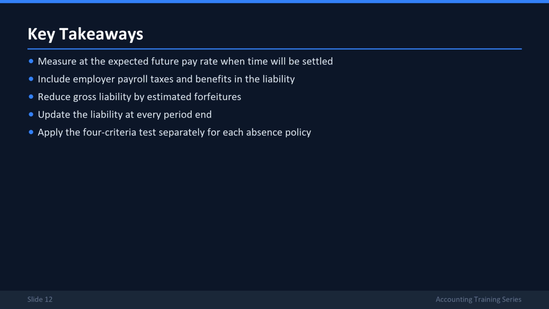Let us review the key takeaways from this section. The vacation liability is measured at the expected future pay rate at which the time will be taken or paid out, not necessarily the current rate. The liability must include employer payroll taxes and any benefits that continue during the absence. The gross liability is reduced by estimated forfeitures based on historical experience. The balance must be updated at every period end as employee balances and pay rates change. And the 4 criteria test must be applied separately to each absence type in the company's policy.